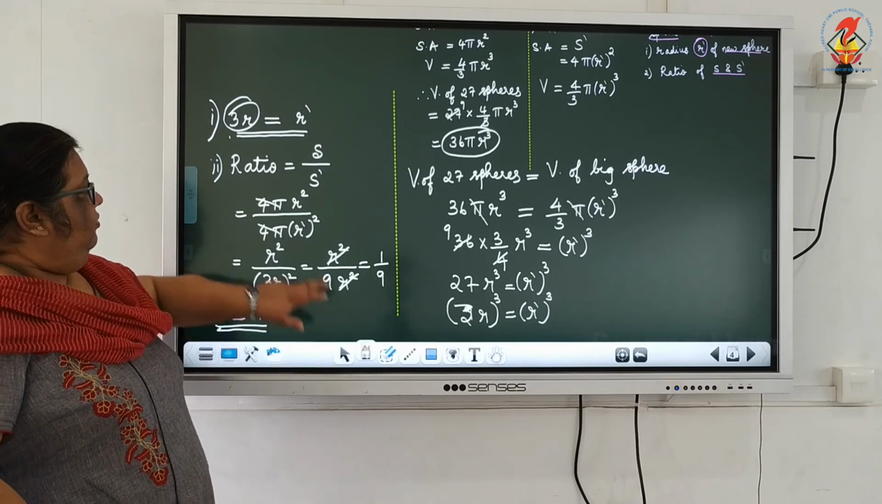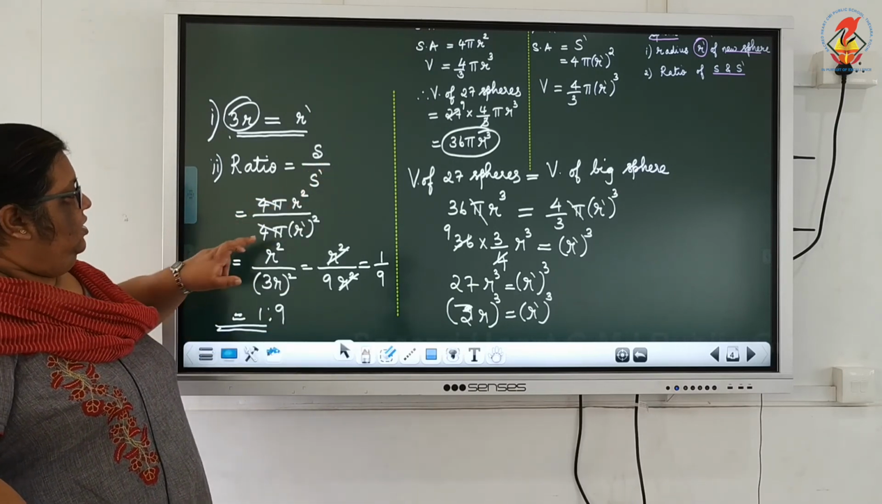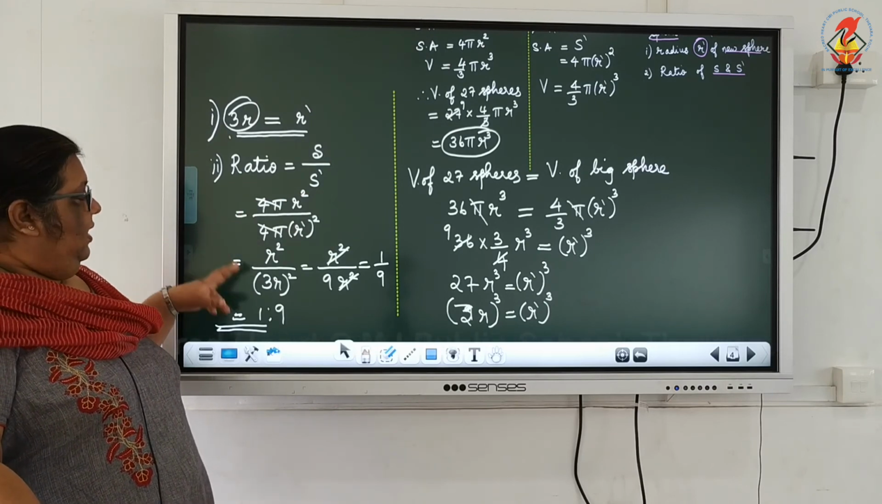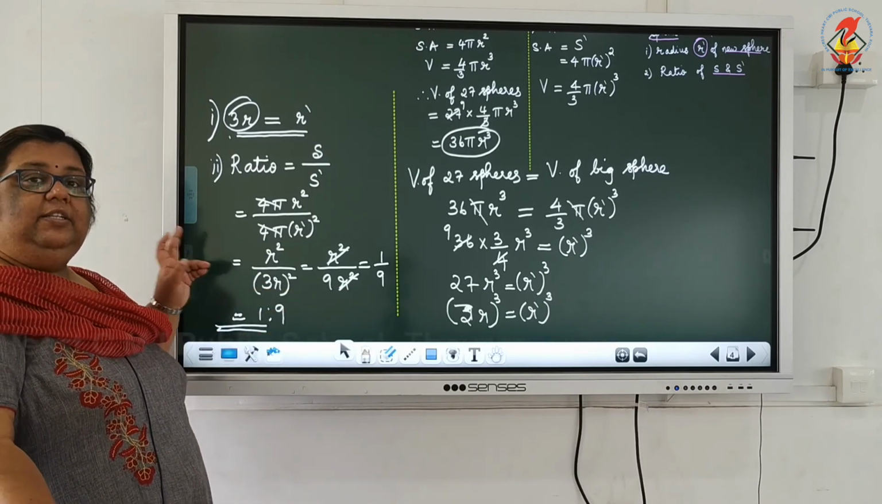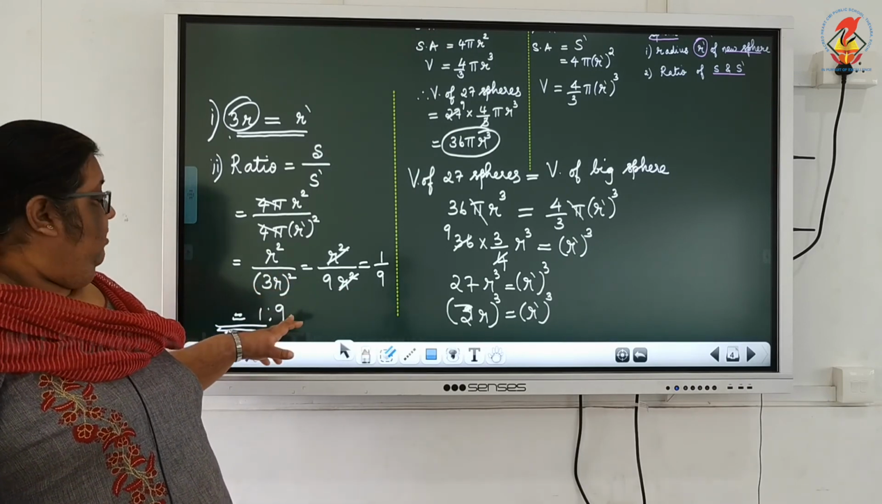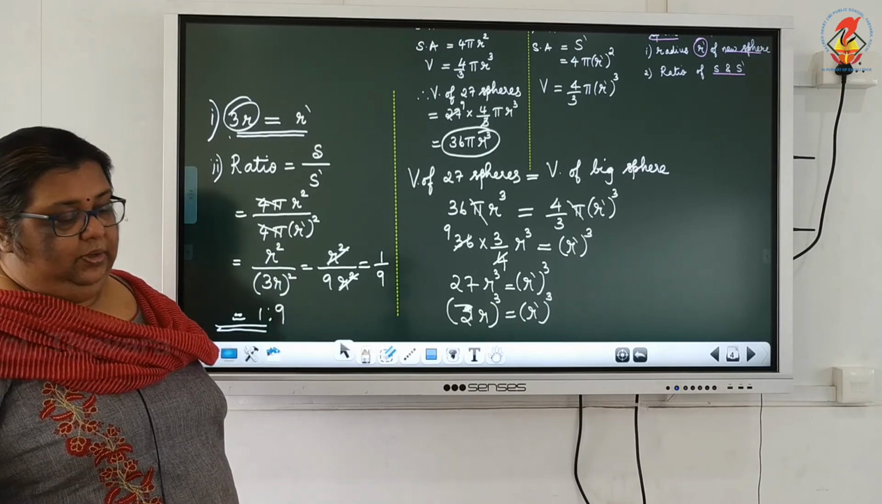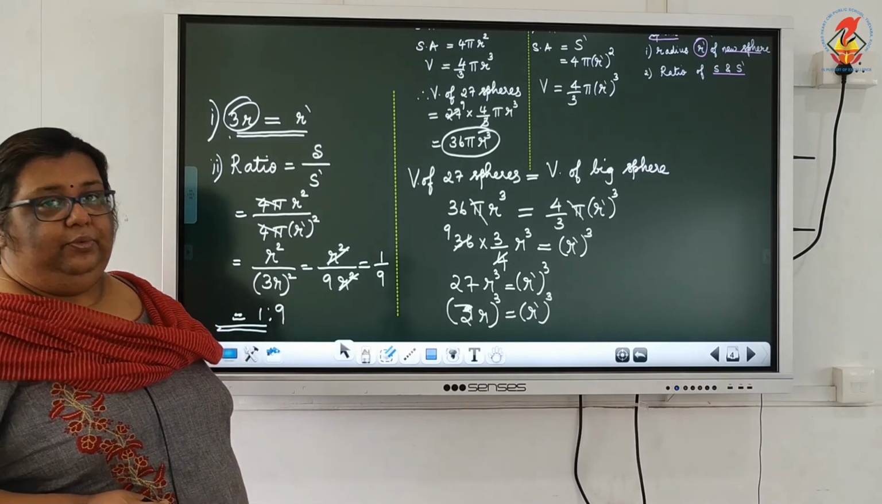This was our first subdivision to prove what is the radius of the new big sphere, that is 3r. Then we had to find ratio S by S dash. 4 pi r square by 4 pi r dash square, cancelling terms and all, we will get 1 by 9. Since they have asked for ratio, you need to write the final answer in the ratio format, which is equal to 1:9. Question number 6 and question number 10 are for homework.